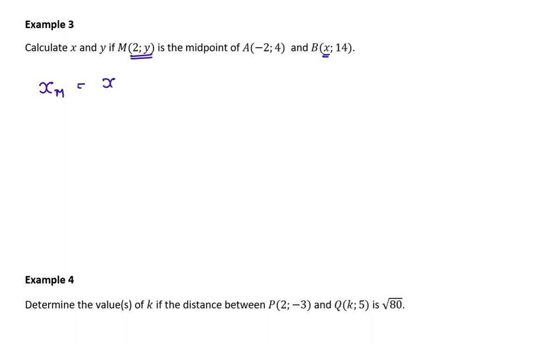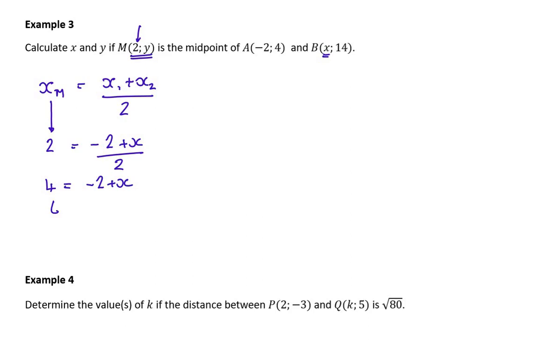The x value of the midpoint is add the two x's together and divide by 2. Simply because I know the x value of the midpoint, it is 2. So 2 equals negative 2 plus x over 2. So it's actually like a working backwards question, so I need an equation. Now if I multiply by 2 on both sides to get rid of the denominator, it's 4 equals negative 2 plus x, and then I add 2 to both sides and I get 6.